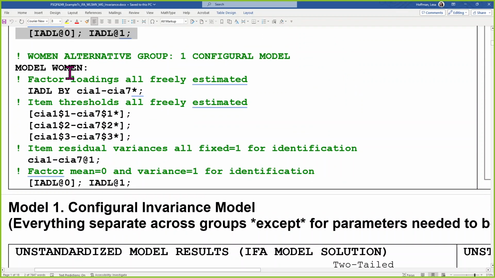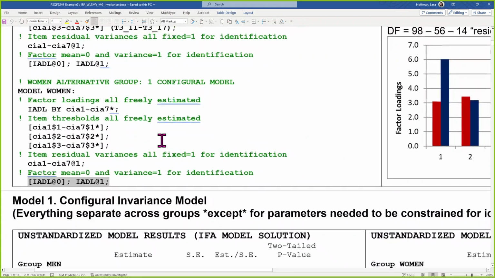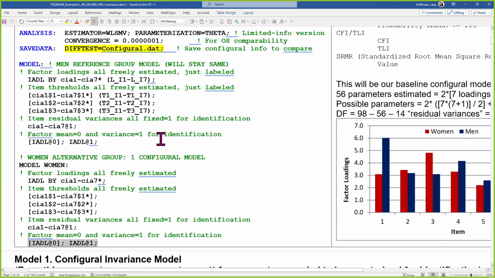For the women alternative group, the code looks exactly the same, except there are no labels. At this stage, everything is separate with respect to the measurement model, except for the item residual variances. They have to be fixed to 1 for identification. Likewise, the factor is separately identified in the alternative group. So at this stage, the groups are not on the same scale with respect to the factor whatsoever. We're just getting an initial baseline with which to judge fit. Okay, does that make sense?